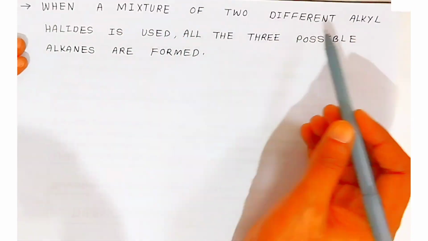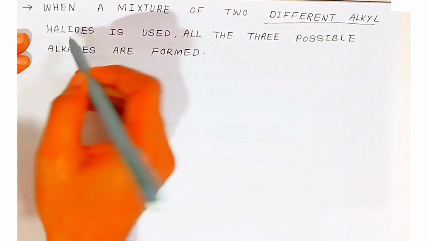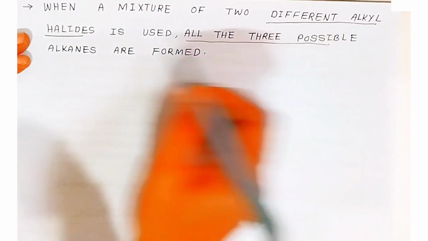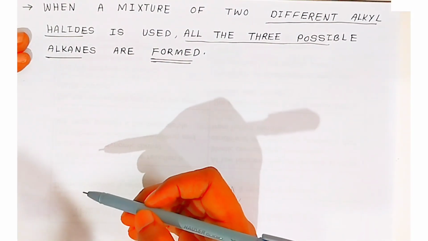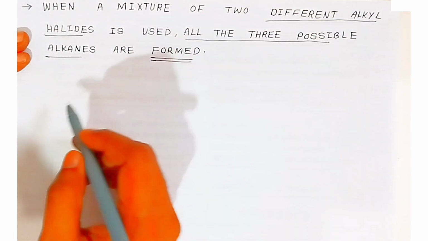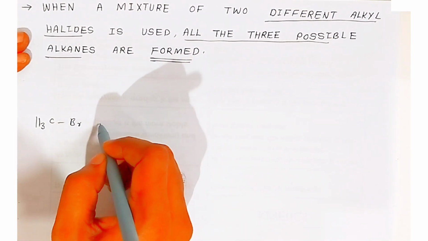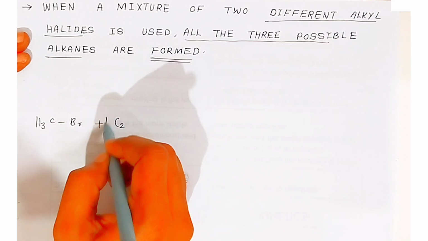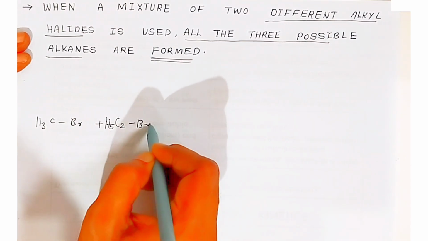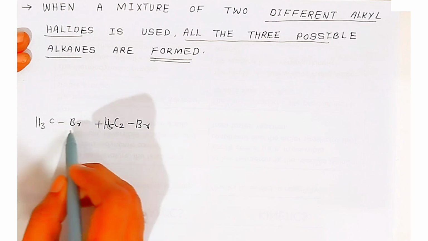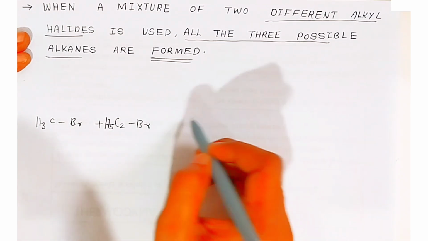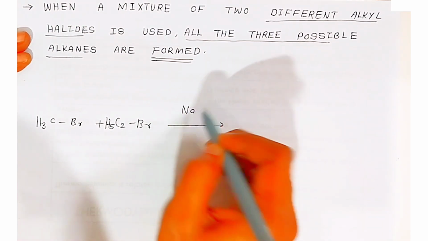When a mixture of 2 different alkyl halides is used, all the 3 possible alkanes are formed. 3 different types of alkanes when there is a mixture of 2 different alkyl halides. Say for example, students, here we are taking methyl bromide and ethyl bromide, C2H5Br. Okay, students, 2 different alkyl halides we have taken. This is methyl bromide and this is ethyl bromide. Now what happens, students, in presence of sodium and dry ether?